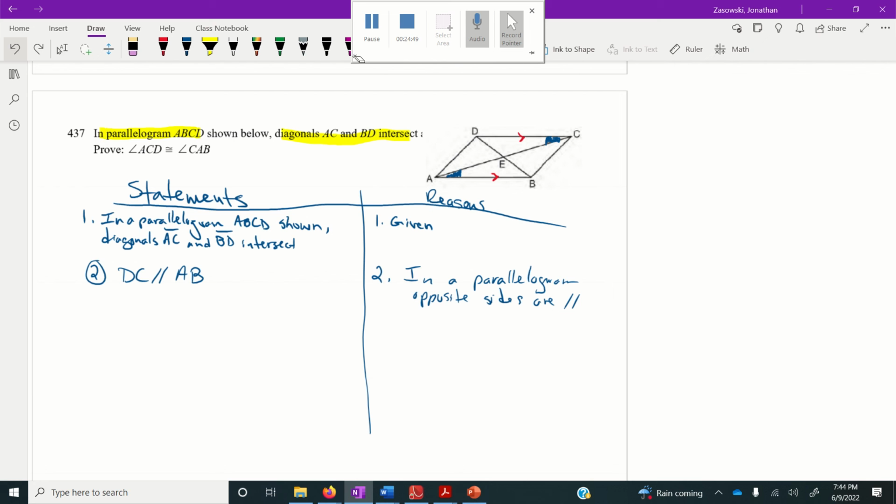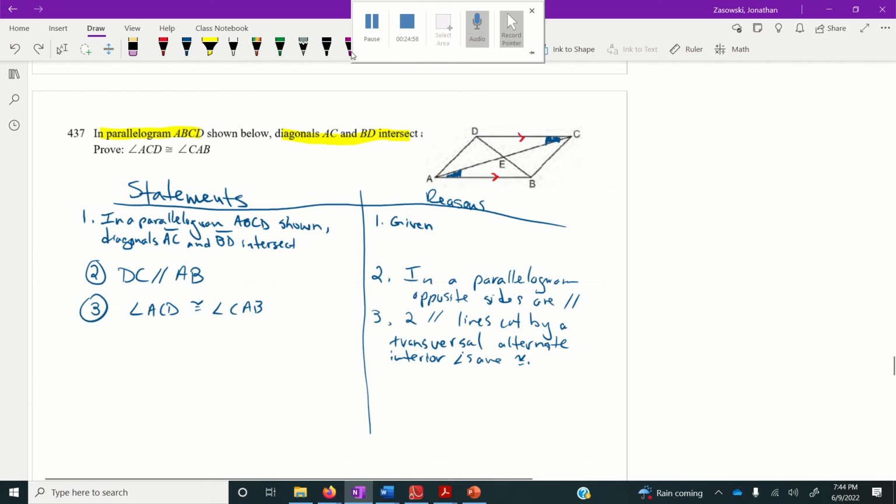All right, and once those two lines are parallel, that lets us say that those two angles, the base angles, ACD and CAB, are congruent, because two parallel lines cut by a transversal, the alternate interior angles are congruent. All right. Moving on.